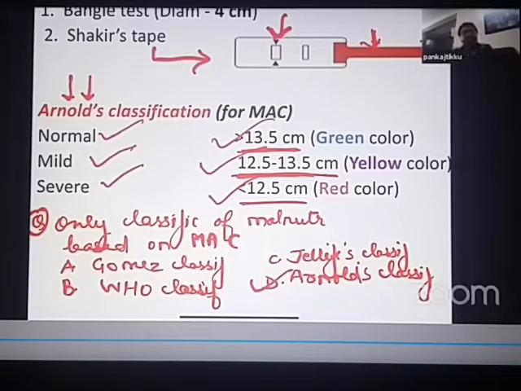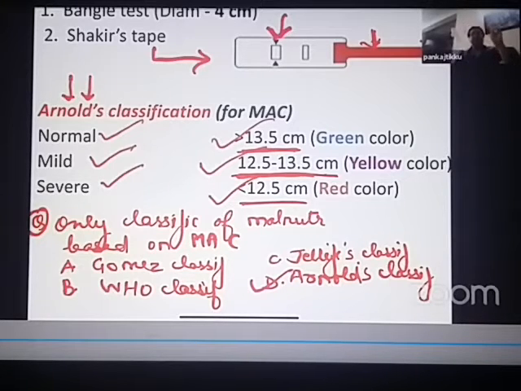And what is Arnold's classification of protein energy malnutrition? It is there in front of you. Any child who has a mid-arm circumference of more than 13.5 centimeter will be considered as normal. Any child who has a mid-arm circumference between 12.5 to 13.5 centimeter will be considered to have mild malnutrition. And any child who has a mid-arm circumference of less than 12.5 centimeter will be considered as severe malnutrition. So the only classification of malnutrition which is based on the mid-arm circumference of the child is Arnold's classification of malnutrition. Right? So I hope this is very, very clear to you.